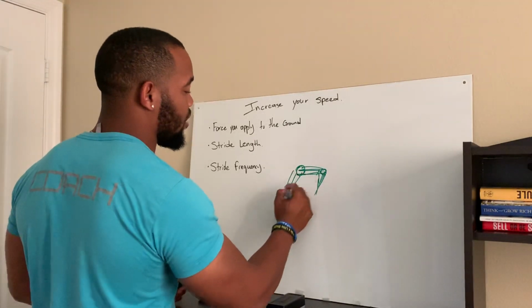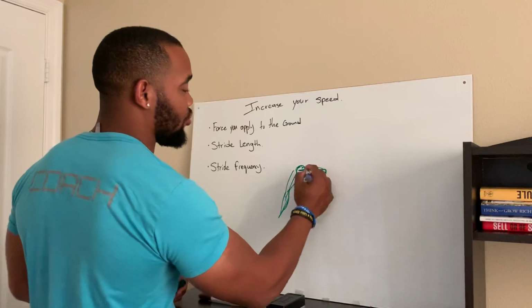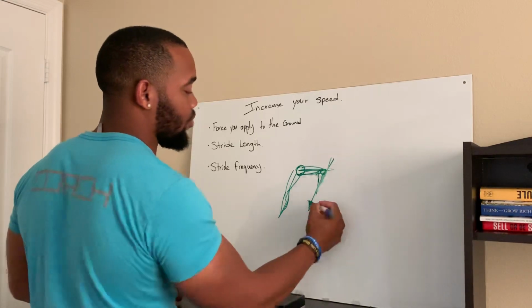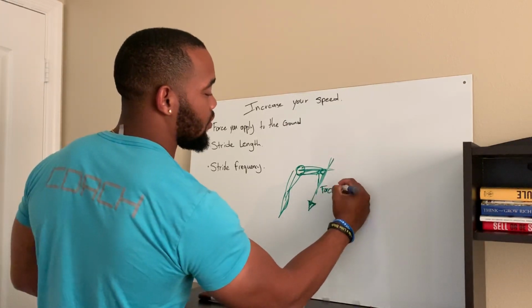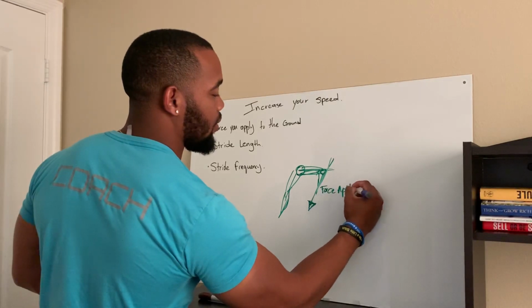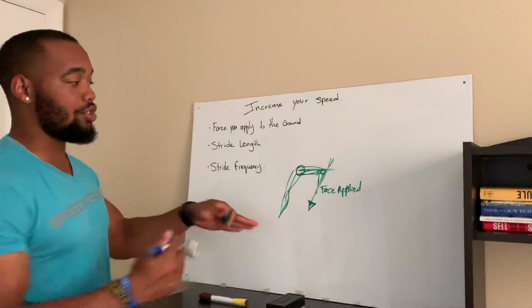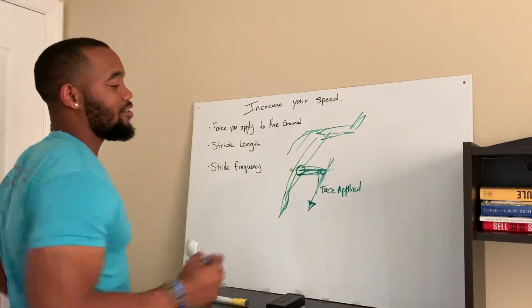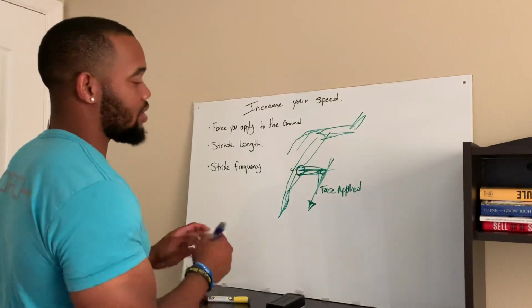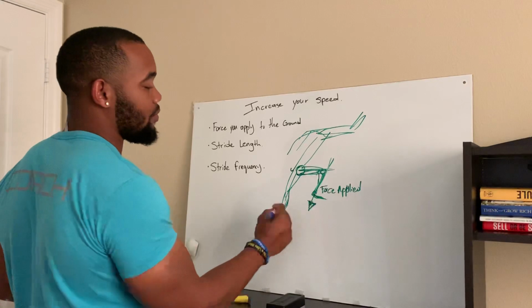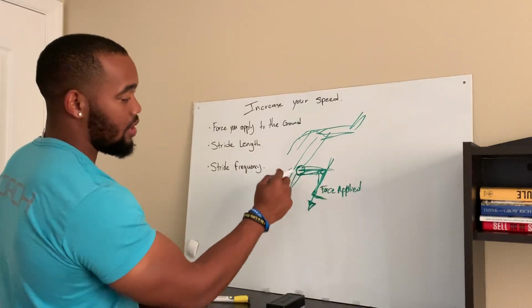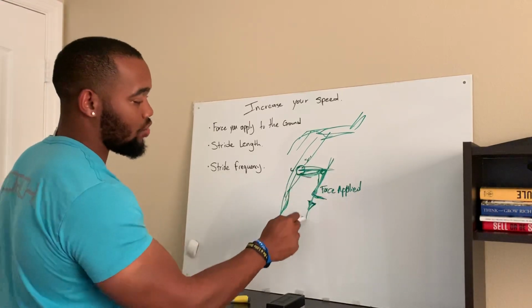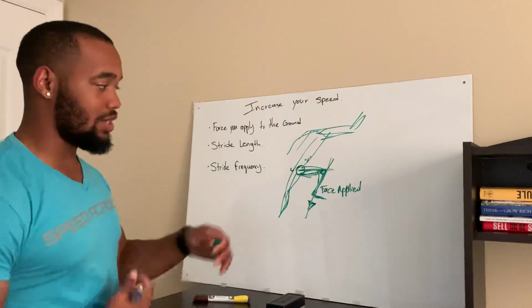That's how much force you're contacting the ground with right after you do your knee drive upwards. This is your force applied. So how much force are you using to drive back into the ground? I know I'm a terrible artist right now, but I'm trying to just give you guys an example of force applied. So right here, how much strength do you have in your hamstring and how much core strength you have to drive that leg back into the ground continuously as you race.